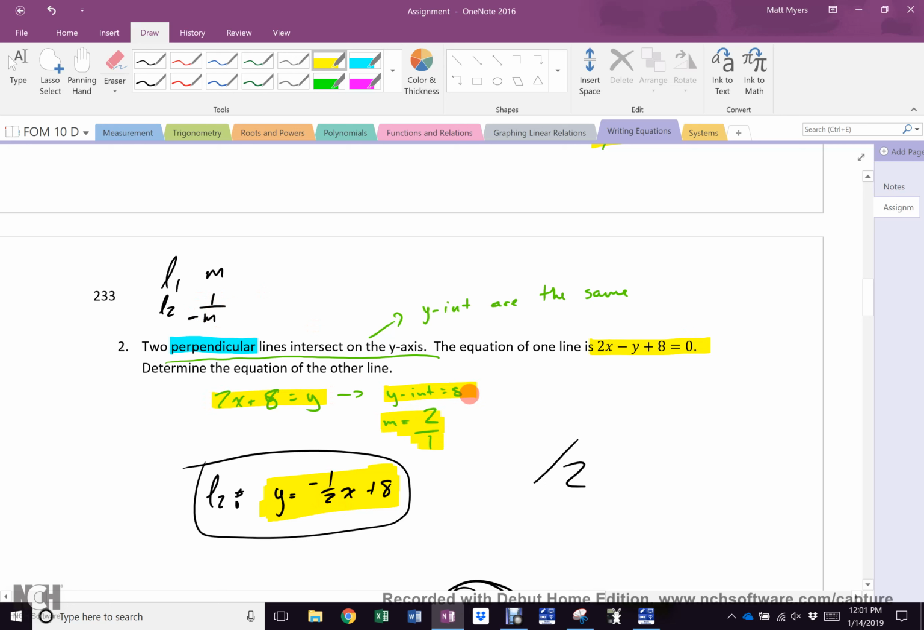How did I know the y-intercept was 8? Well, it was right there. How did I know the y-intercept here was 8? Because the question tells me the lines cross at the y-axis. A line can only hit the y-axis once. So if the first line hits the y-axis at 8, the second line must also hit the y-axis at 8. Good? Great. As you can plainly see, that is out of 2.